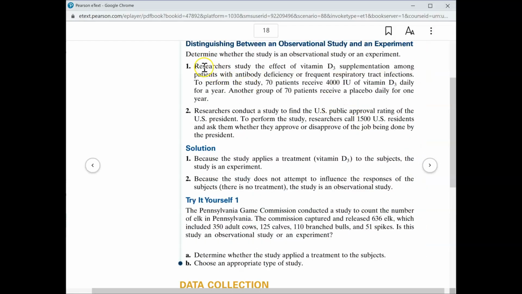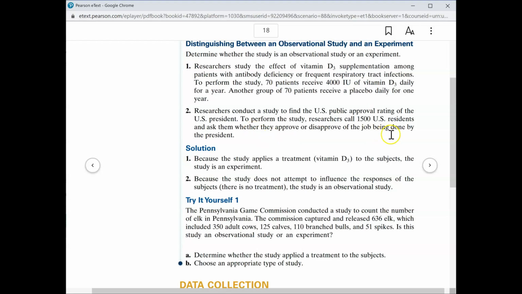All right, let's go to this example. Researchers study the effect of vitamin D3 supplementation among patients with antibody deficiency or frequent respiratory tract infections. To perform the study, 70 patients received 4,000 IUs of vitamin D3 daily for a year. Another group of 70 patients received a placebo for 1 year. Is that an observational study or an experiment? That is an experiment because you, the researcher, are giving the supplement and the placebo. You're not observing something that's already happening.